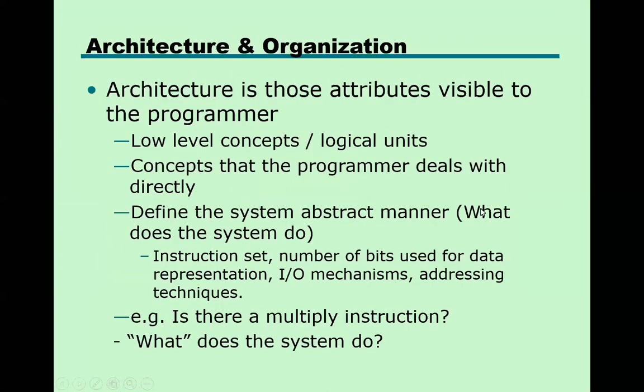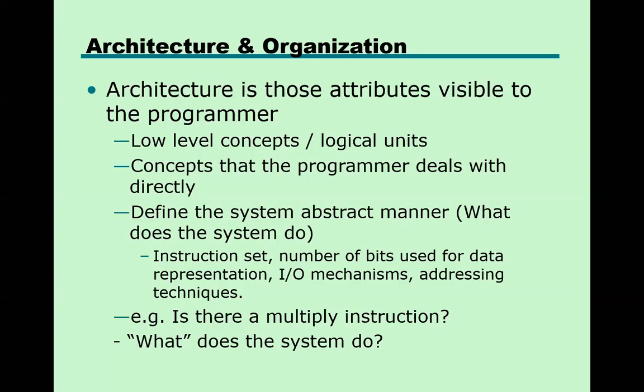lectures. The next topic is architecture and organization. In architecture, we have seen that architecture attributes are visible to the programmer. Generally, it is used for lower level concepts, like instructions. Instruction is a lower level basic logical unit, and the programmer knows all the instructions. So it comes under the architecture.